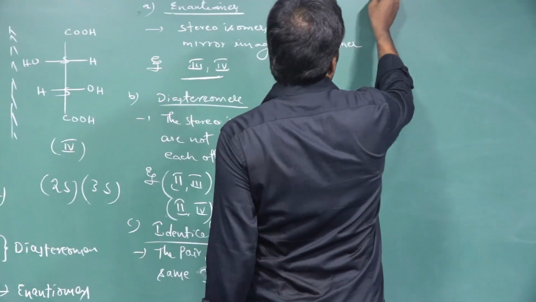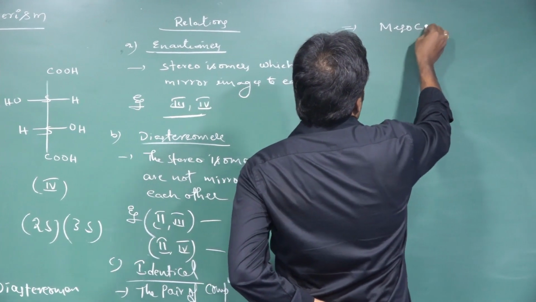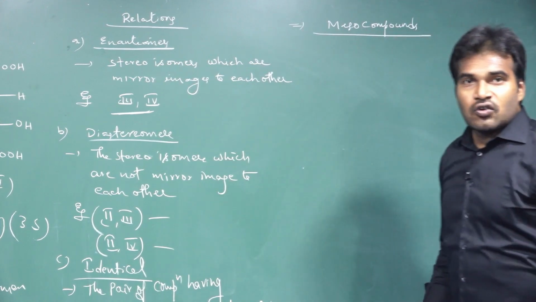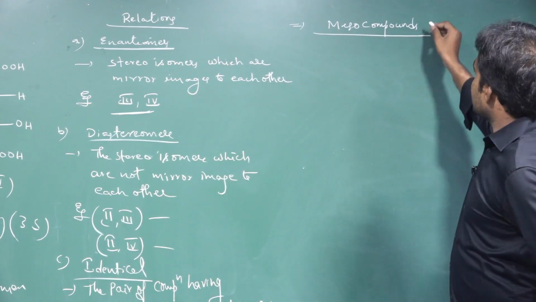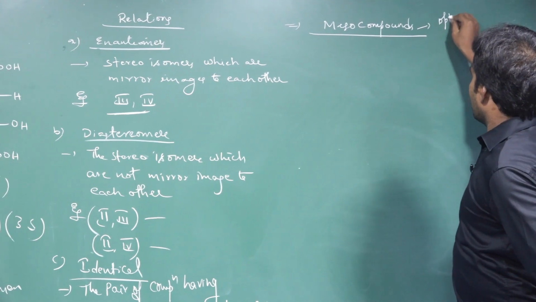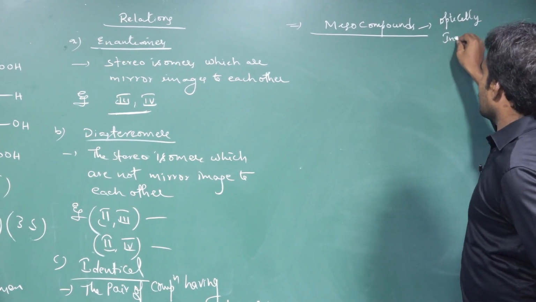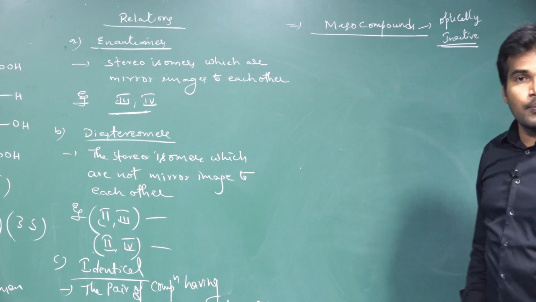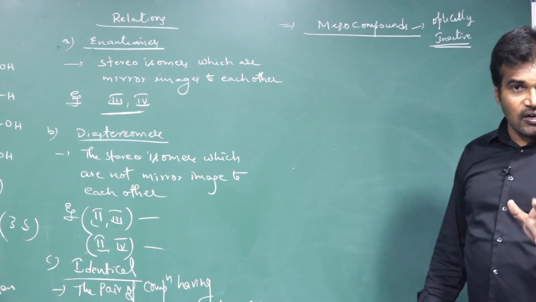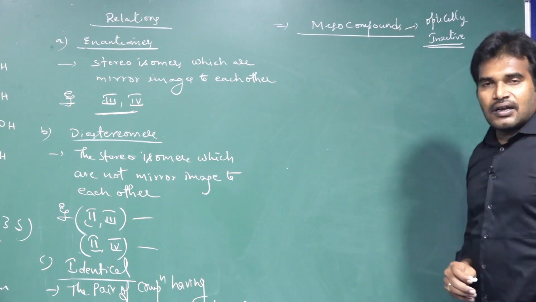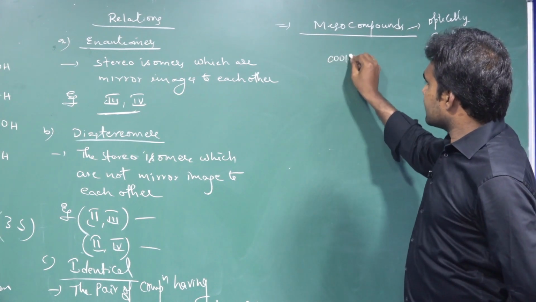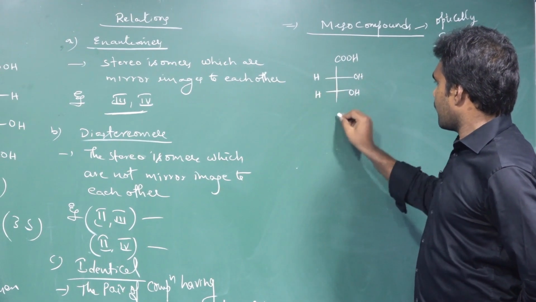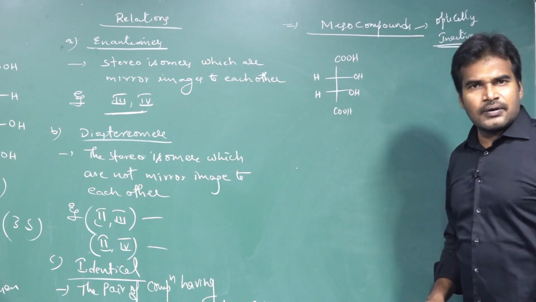Next, an important topic, meso compounds. So what are meso compounds? Very, very important. And remember that meso compounds are optically inactive. So why are they optically inactive? Let us see. After you understand what a meso compound is, you can easily understand. So first of all, I will give you an example. So this is the best example for a meso compound.